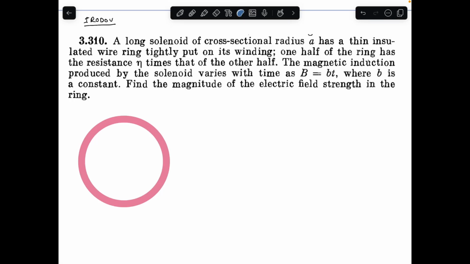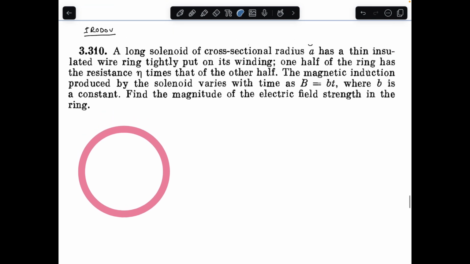Hello everyone. So today I'll discuss this nice problem of Irodov. This is a very nice problem. It is a problem that will blow your mind.